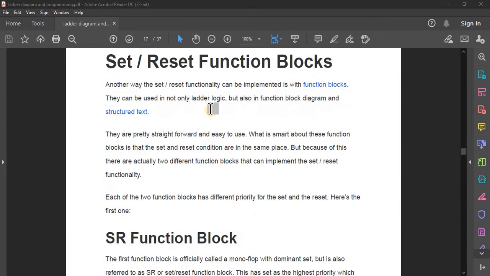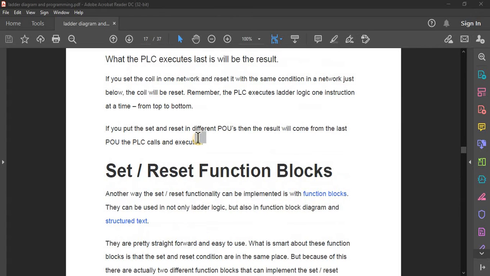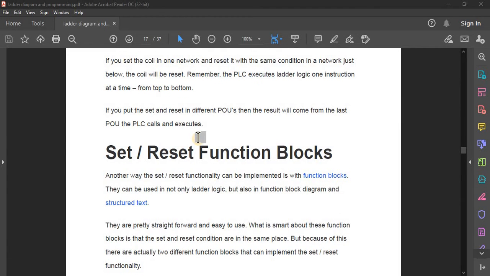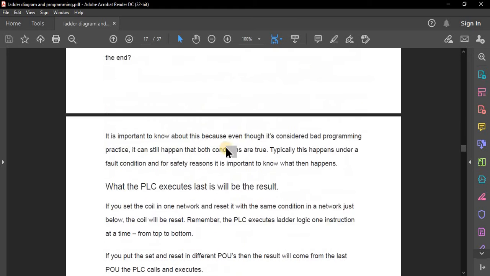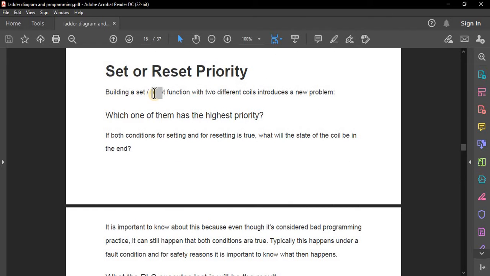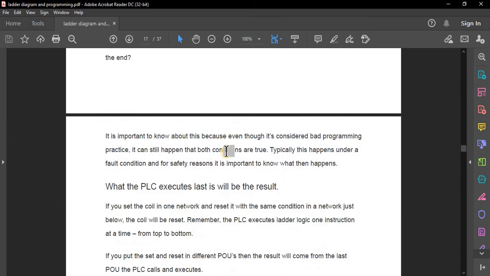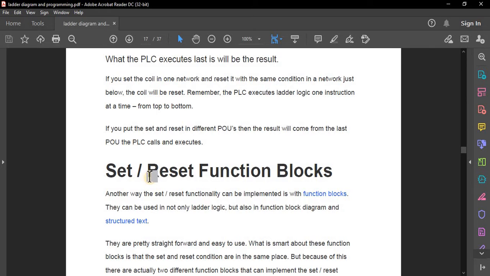So there is another way the set or reset functionality can be implemented, which is with the function block. The first option for set or reset is the set or reset priority. Another is set or reset function blocks.